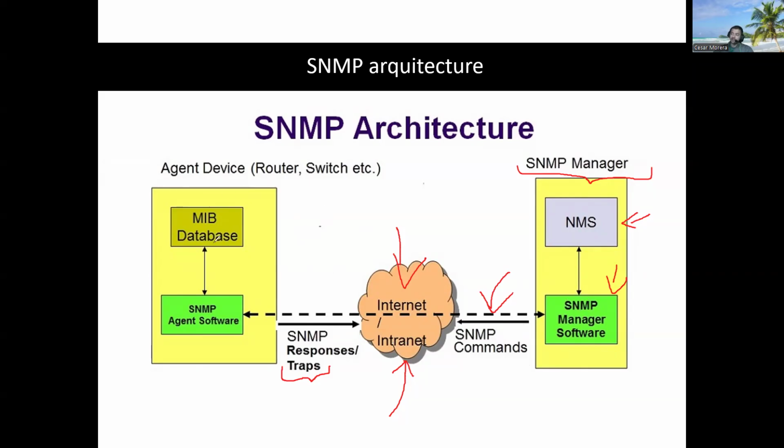Finally, it integrates with our routers, switches, and different networking devices with an agent device. We will have a database table called the MIB and the SNMP agent software. All of these interact together and help us to get those warning messages, notifications of what is happening with our different network devices.